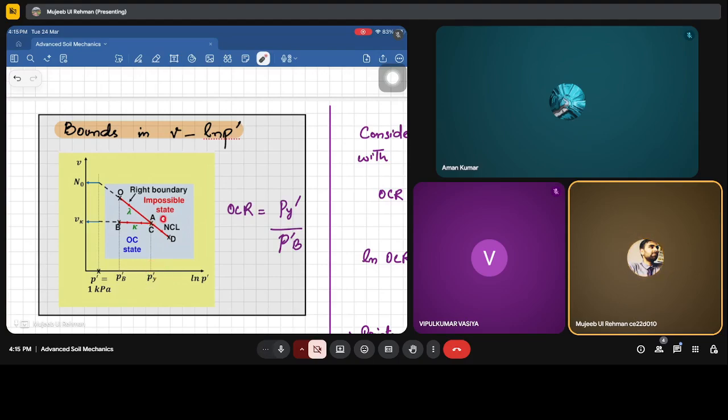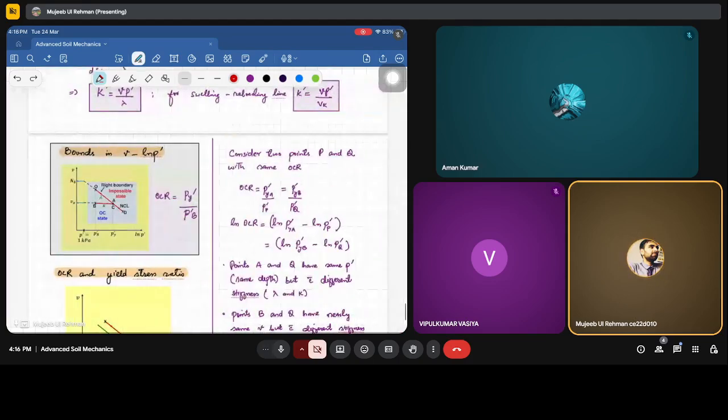So can a soil achieve a state like this point? No, because this is the maximum stress the soil is achieving in the present. This is the stress the soil is achieving at present. So this becomes our impossible state. We can't expect any stress or state of the soil above this NCL. This final NCL is the line which shows us the current state of the soil. Above it, we can't expect any state of the soil.